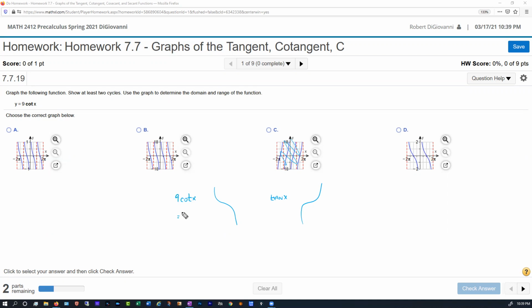Now, let's do 9 cotangent and take care of that. That's going to be 9 times cotangent, which is cosine of x over sine of x. That's the definition of cotangent. So when we go to graph this, we're going to have vertical asymptotes wherever sine would be 0. And we know that sine is 0 at pi and at 2 pi, and also at negative pi and negative 2 pi. So that means we should have vertical asymptotes at those points.